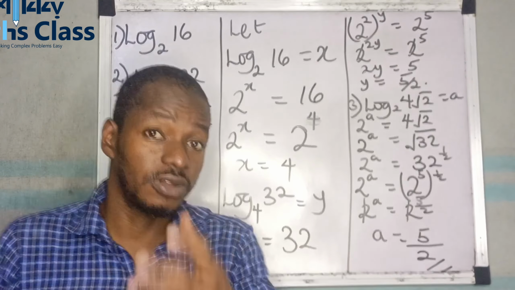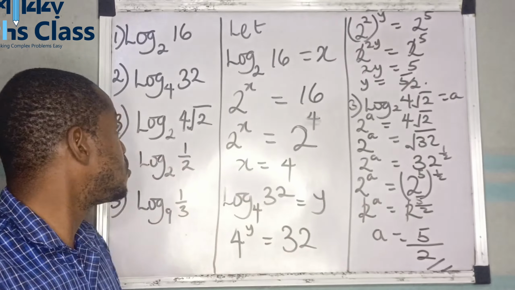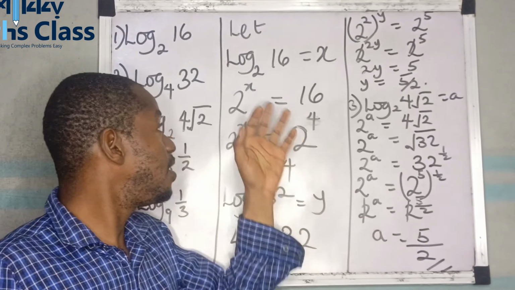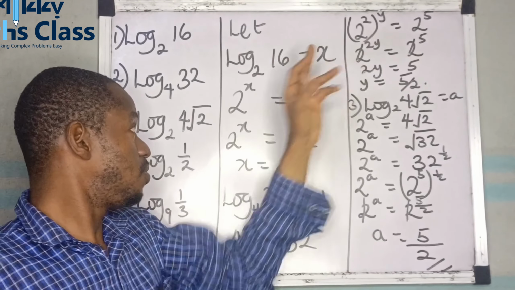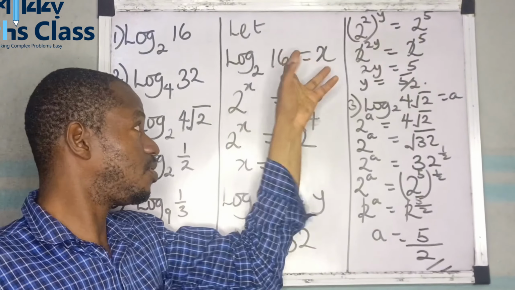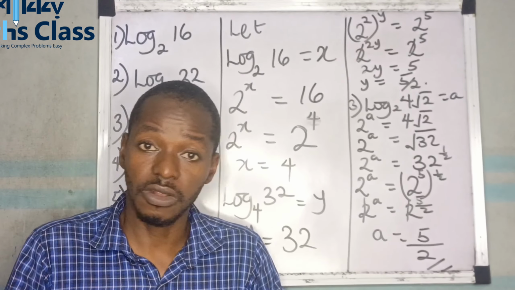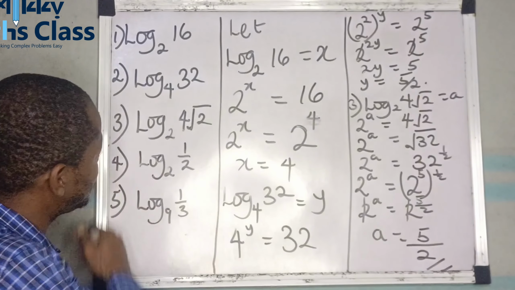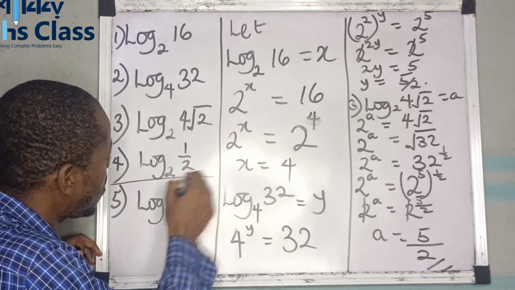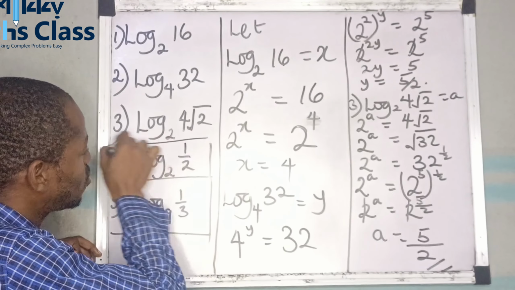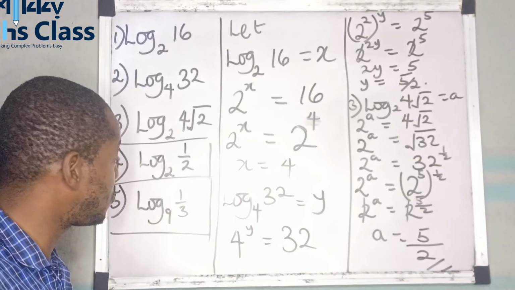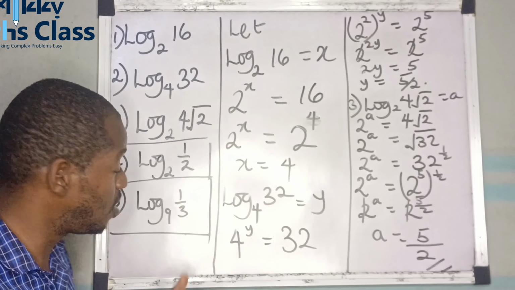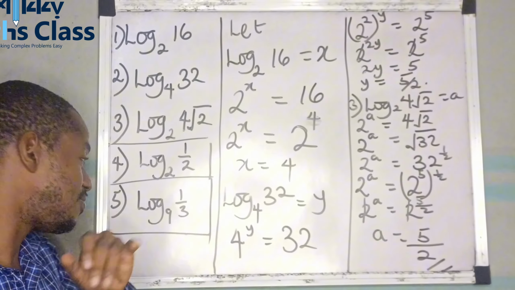So whenever you see a logarithm question like this, equate it to a variable: x, y, a, anything. Then the base raised to the power of what is here equals the number you are asked to find the logarithm of. Let me know the answers to 4 and 5 in the comment section. Solve this, let me see how. Use the same method by equating to any variable. Let me see what you got for 4 and 5.